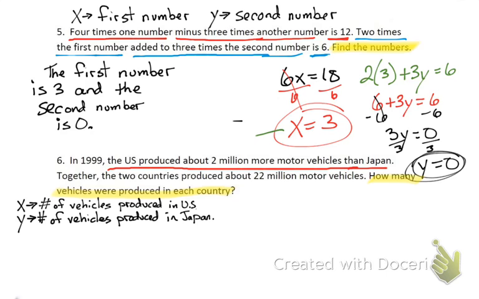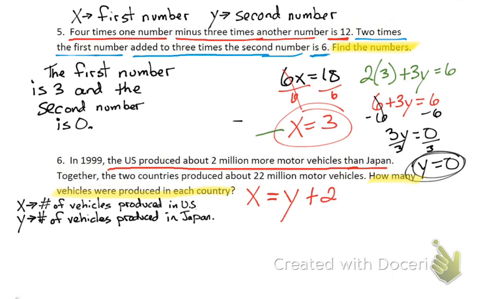Another thing you don't want to do is say 2 times. It's not 2 times more motor vehicles. It's just 2 million more. So the way you're going to write this is, okay, x is how many vehicles the U.S. produced. That's going to be equal to the number of vehicles Japan produced plus 2, meaning plus 2 million. So x equals y plus 2.